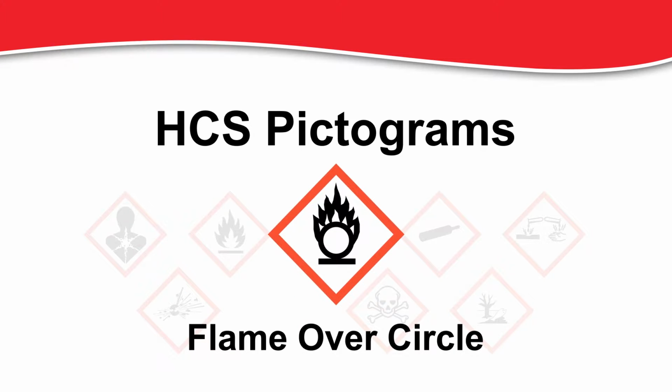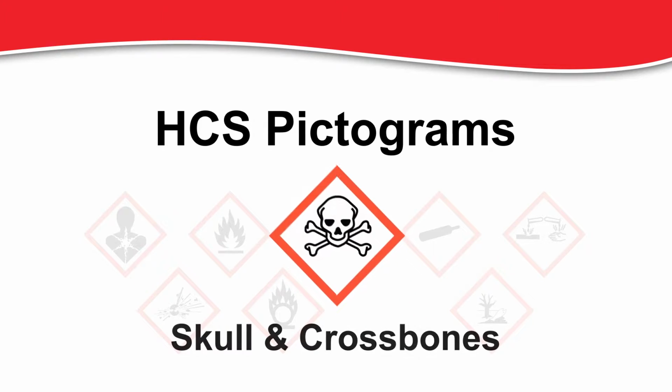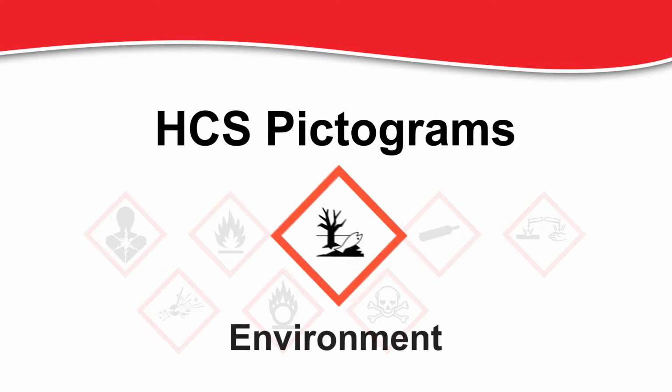Flame over circle, a substance classified as an oxidizer like bleach or peroxide. Skull and crossbones, a substance that is very toxic like a drain opener. Environment, this pictogram will not be mandatory under the GHS changes.